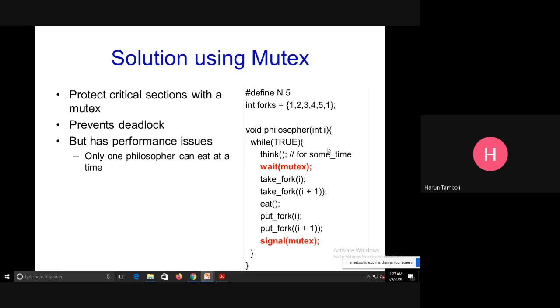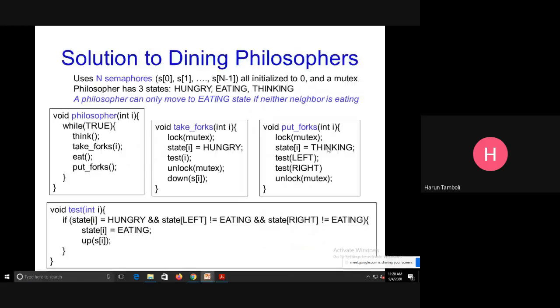But here, the performance issue is a major problem because only one philosopher can take the chopstick. All other four have to wait. That is the problem. No doubt, it is protecting the critical section as well as preventing the deadlock. But the performance issue is there. Only one philosopher can work at a time. So this is not a feasible solution from the performance perspective.